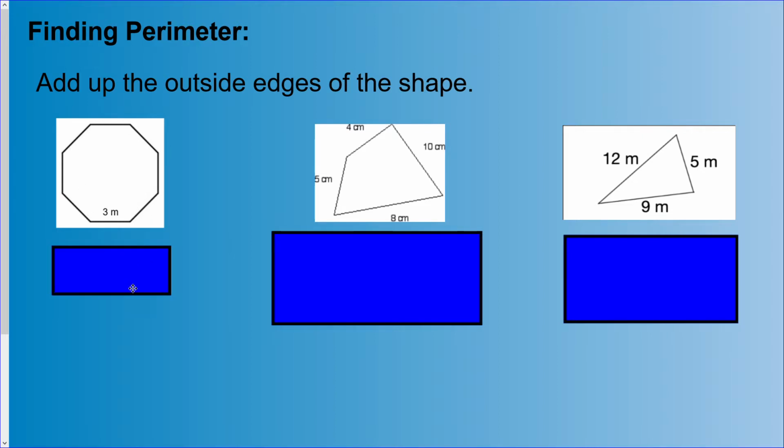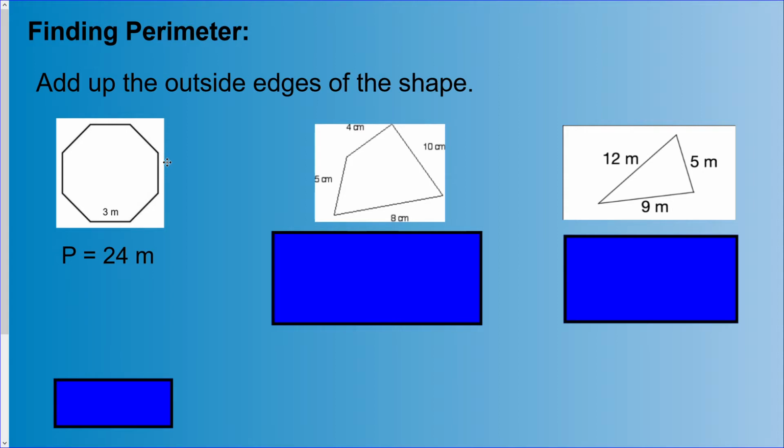Okay, so the octagon here, it's 3 meters all the way around. If you add that up 8 times, you end up with 24 meters. As we go through these, because we are in our measurement unit now, I guess I should have said that at the start, please make sure to include some units on there, okay? I want to see units.